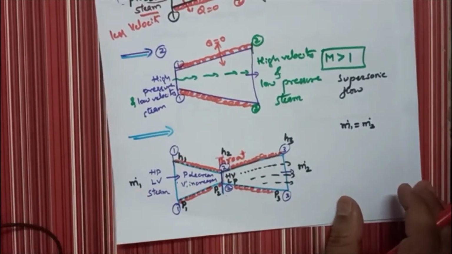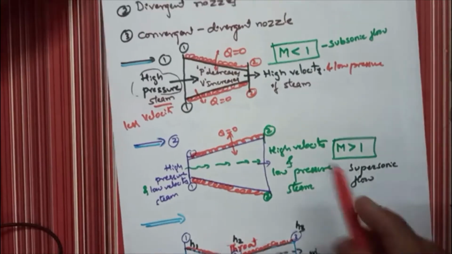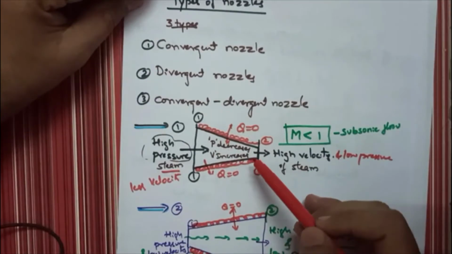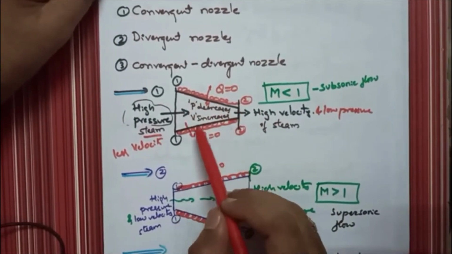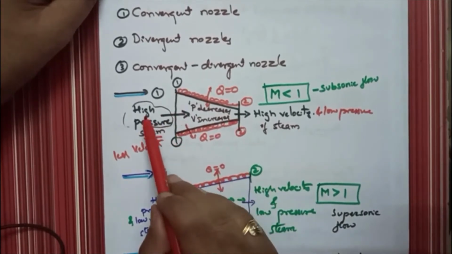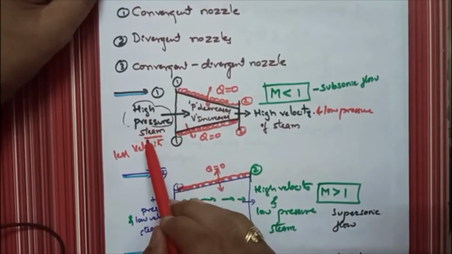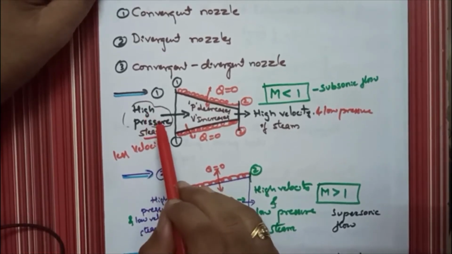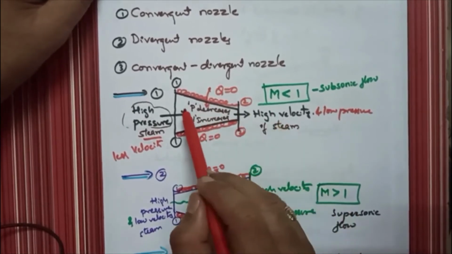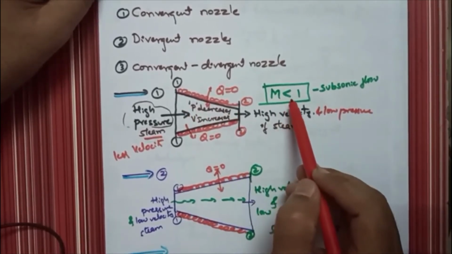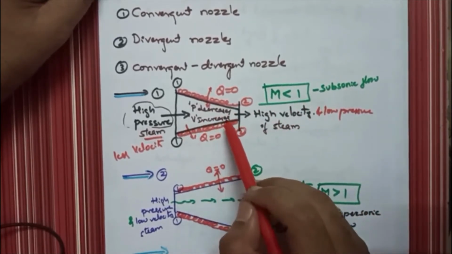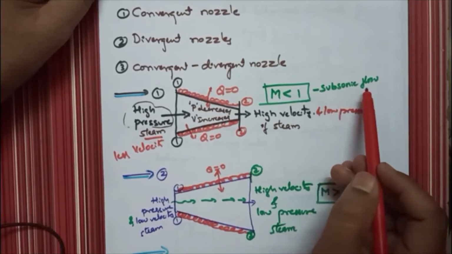These are the three types of nozzles: convergent nozzle, divergent nozzle, and convergent divergent nozzle. In the convergent nozzle, the cross-sectional area is gradually decreasing. At the inlet of the nozzle, the high pressure steam will be there with low velocity, and this high pressure will be converted into high velocity. In the convergent nozzle, the Mach number is less than 1. The type of flow of steam inside the convergent nozzle is subsonic flow.